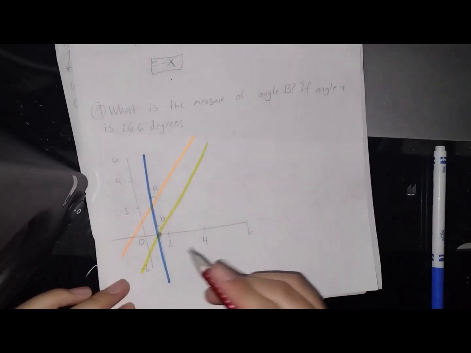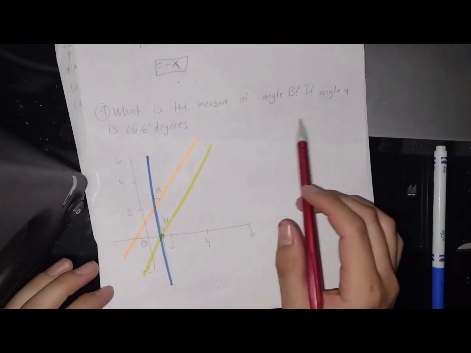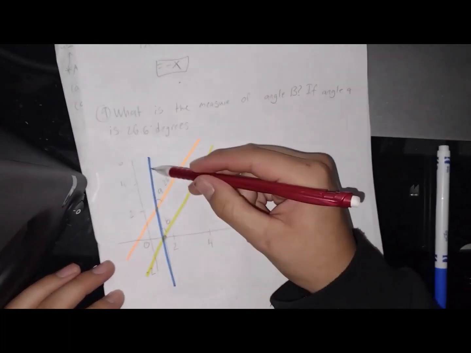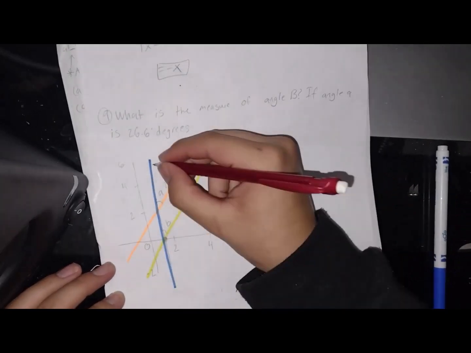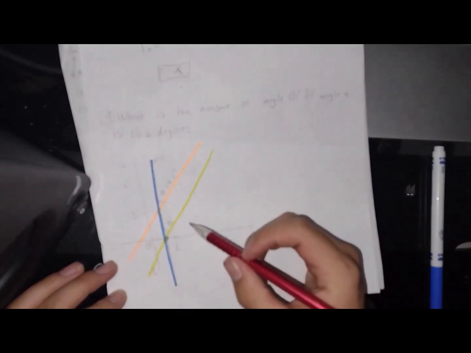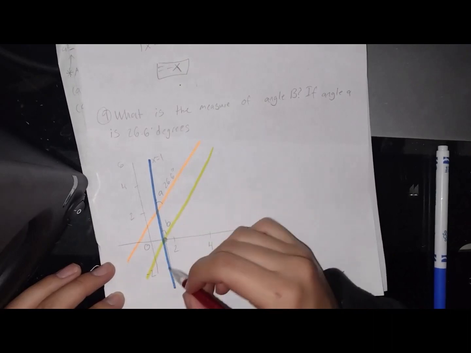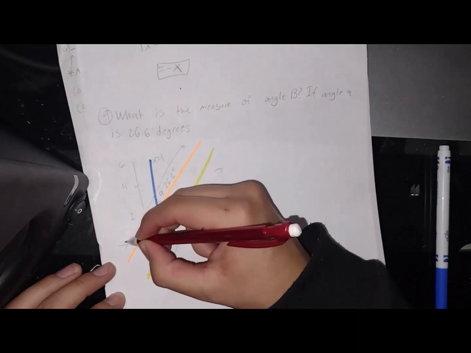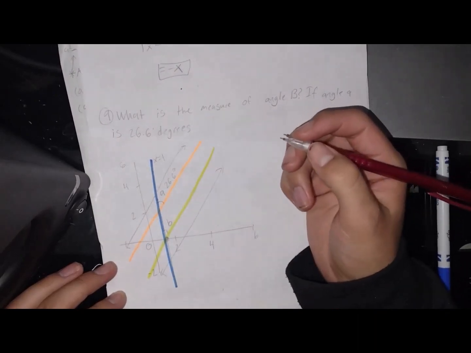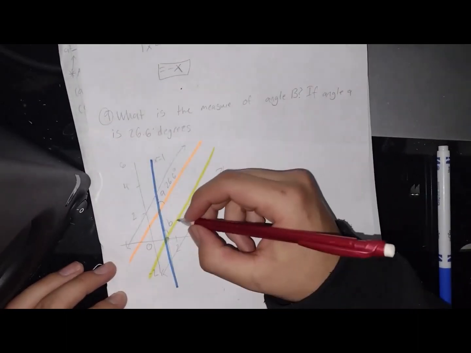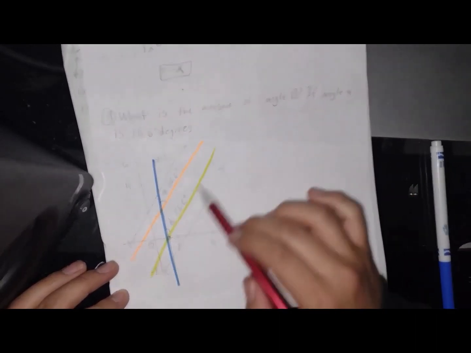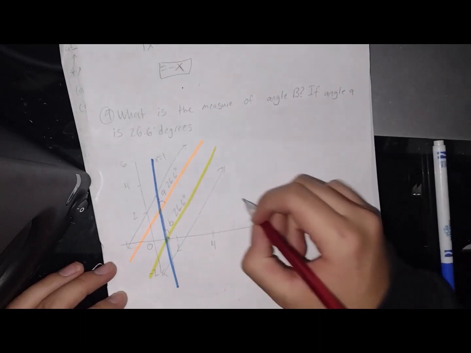Here's the video solution for number 9 of the Quizizz. What is the measure of angle B if angle A is 26.6 degrees? So right here we have a straight line, and these two lines right here are running parallel to each other. So we follow the basic rule. This is one straight line, and these are two parallel lines. Then angle B will also be 26.6 because it is heading in the same direction. It is not changing course at all.